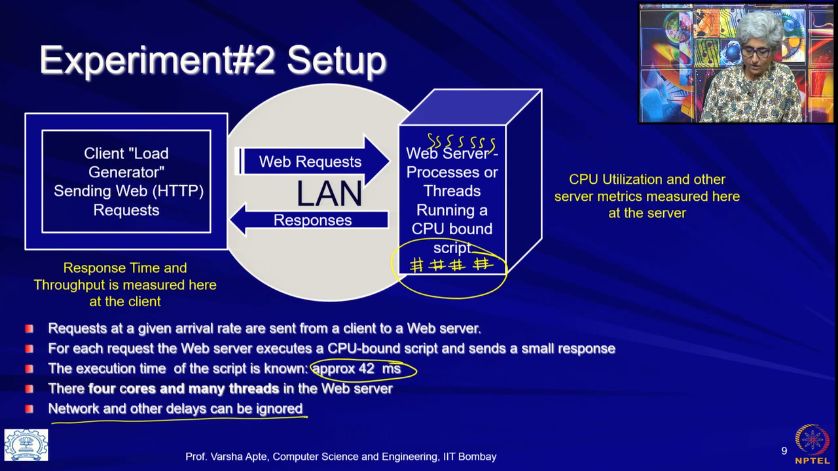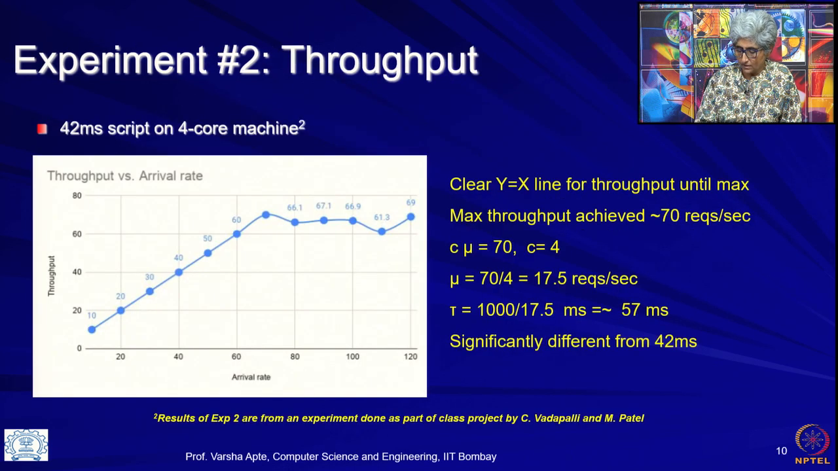And as usual, we ignore the other delays, everything else remains the same. Okay. So this was an actual experiment again done by a pair of students as a part of a class project, and I am just showing some of those results. Okay. Let us look at throughput first, and let us recall it is a 42 millisecond script running on a 4 core machine on the server.